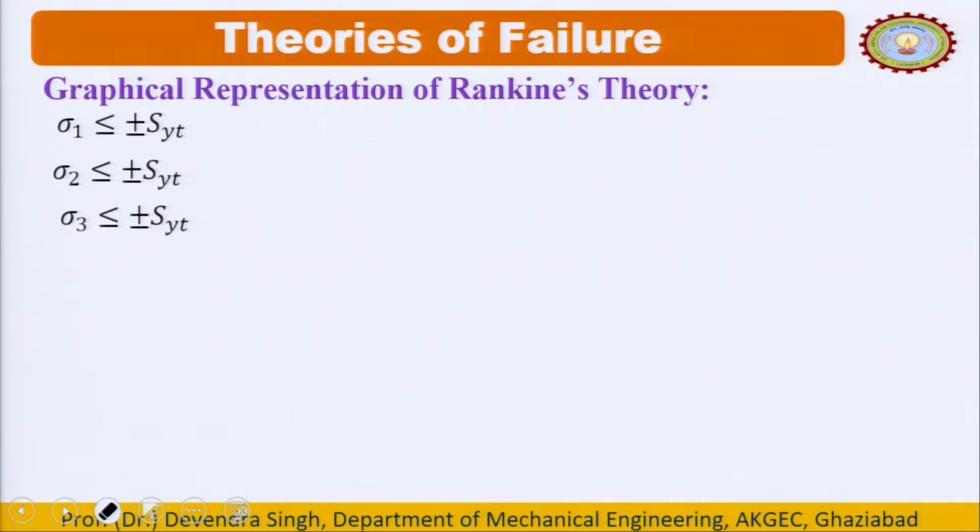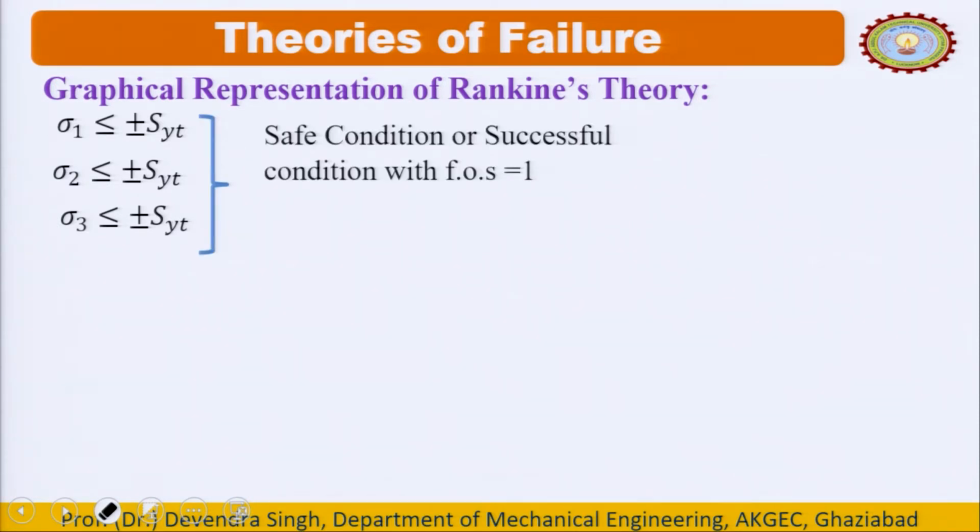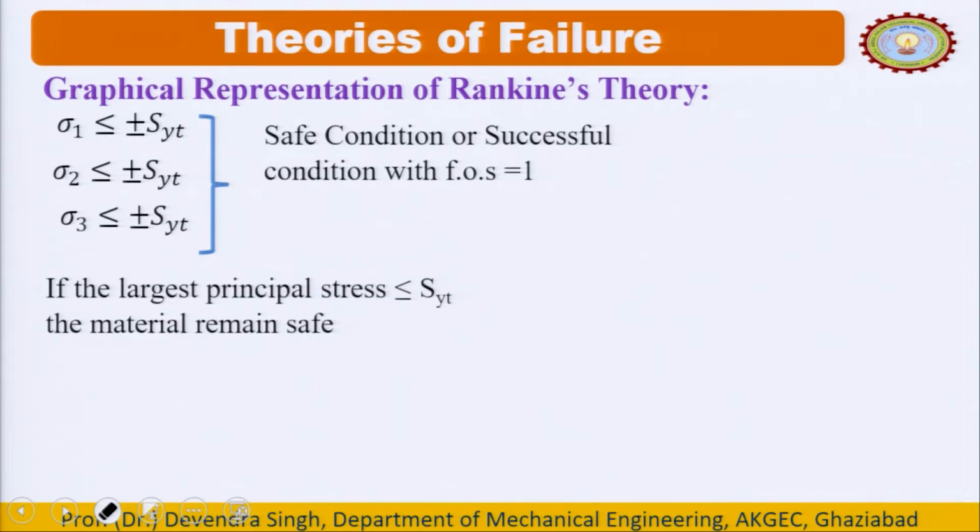So, to draw the safe condition for factor of safety 1, if the largest principal stress is less than or equal to S_yt, the material remains safe. I have discussed this in the last slide. So, first we draw the planar stresses on the plane. So, this is the sigma 1 sigma 2 plane. The same convention we are using here as coordinate geometry.